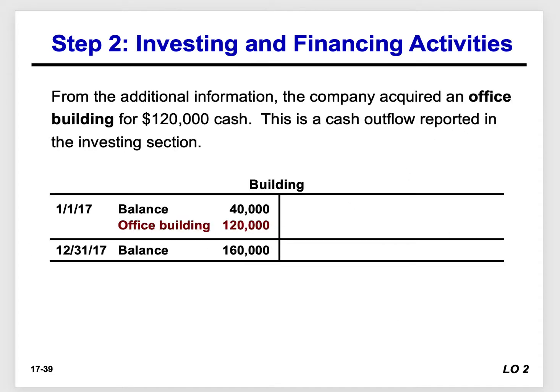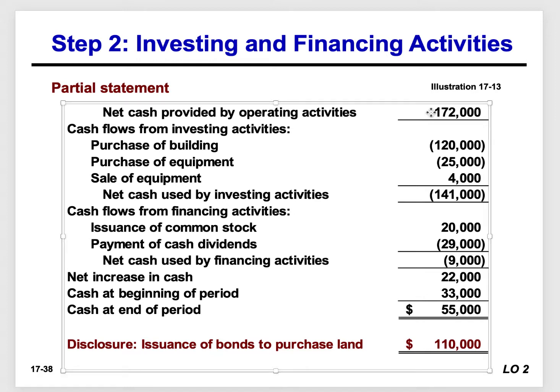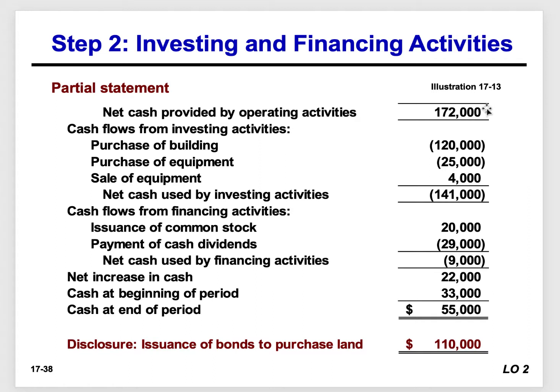Well, we took the $172,000. Oh, good Lord. Sorry. We took the $172,000, subtracted out the $141,000, subtracted out the $9,000, okay? So that net cash, or that net increase in cash, is $22,000, right?